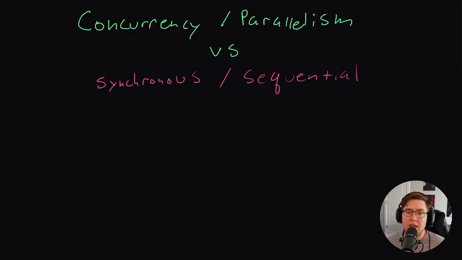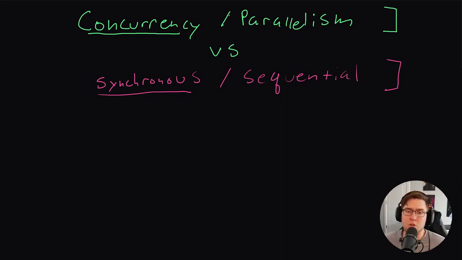Now, it's worth pointing out at this point that concurrency and parallelism are different, and we'll talk about their differences in a future course. For now, we're going to treat them as the same idea, and I'll just refer to them as concurrency. Similarly, sequential programming and synchronous are slightly different terms, but I'm going to bucket them together for the purpose of this discussion. We'll be really comparing concurrent code to synchronous or sequential code. So let's start with the easy one.